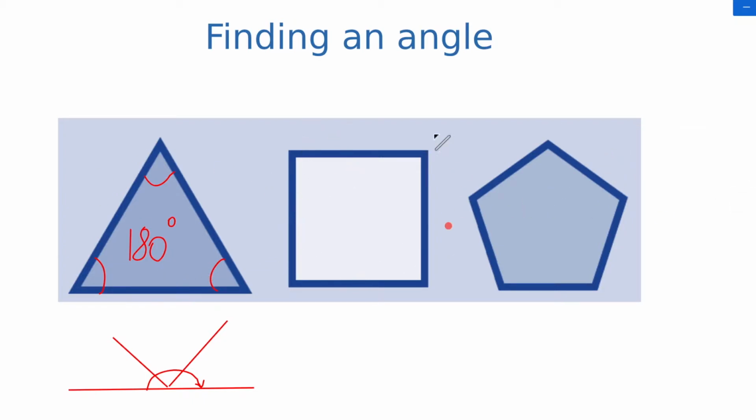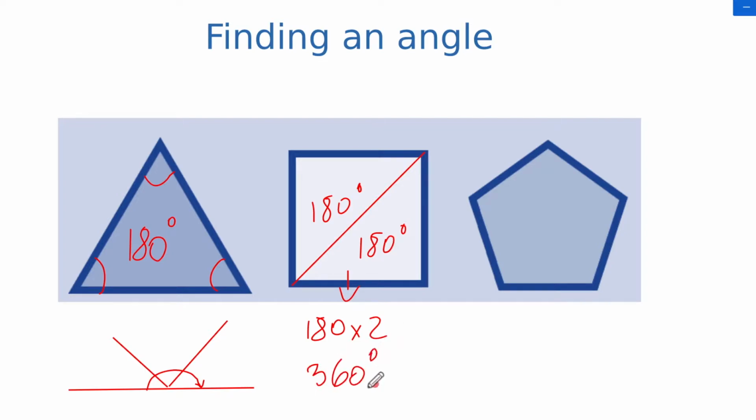Now, knowing that, we can look at this shape and say this shape is a quadrilateral, and if we divide it into two triangles, it gives me 180 degrees here and 180 degrees here, which means that the sum of the angles inside a shape that has four sides, which is a quadrilateral, is 180 times 2, which is 360 degrees.